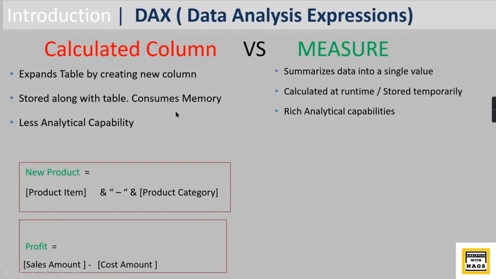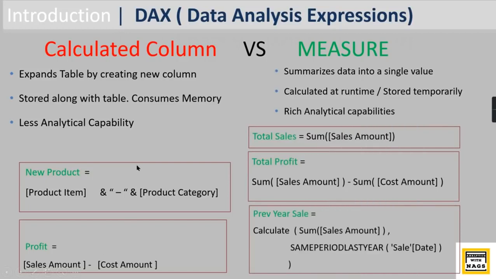Some examples of calculated columns. You can see a new product column. It is a product table where if you combine product item and product category, it becomes a new column. Similarly, you can also create profit as a new column, sales amount minus cost amount, and that will give you a calculated column. These are some of the examples.